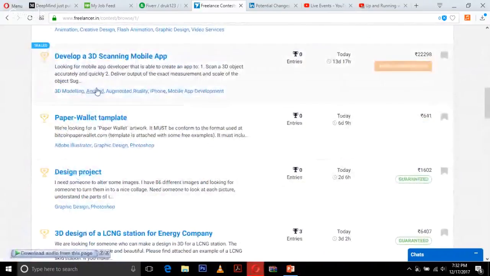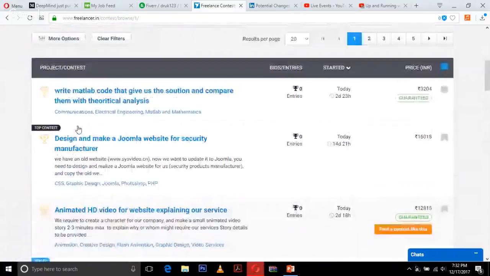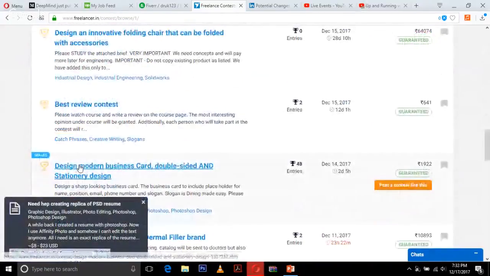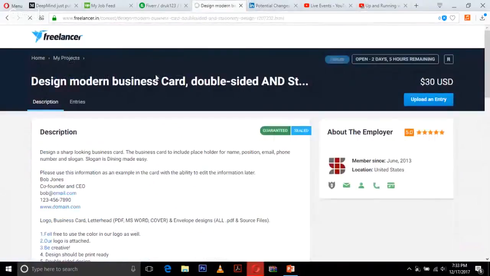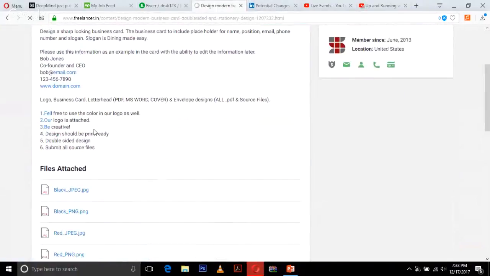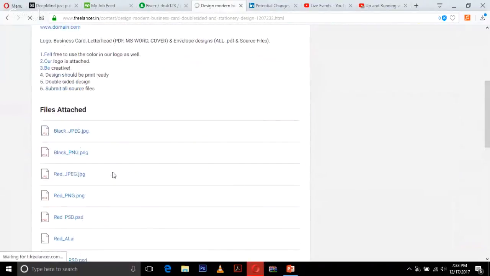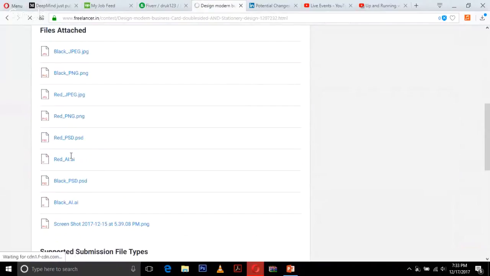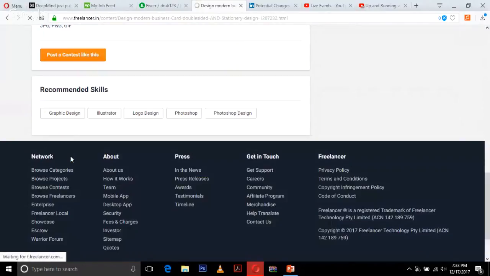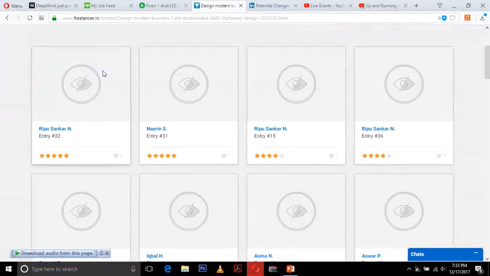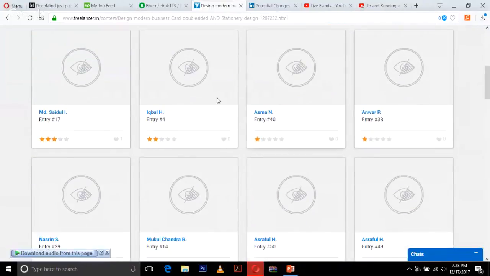So, let me open one of these, I guess. A much more visual one. Okay, this one. Here he has given a bit of detail of what he wants, in what format he wants, and these are certain files he wants us to see before working on it. And as you can see, if I go to the entries part, I cannot see it because this contest is closed.